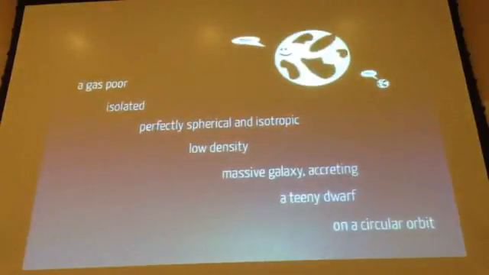So where do we know? I said it shouldn't happen for any galaxy. But there is a case that I can think of. Maybe you guys can think of others. If you had a gas core, isolated, perfectly spherical and isotropic, low-density, massive galaxy that's accreting a teeny tiny dwarf galaxy on a circular orbit, the black holes won't merge. Okay? But then it's because of dynamical friction.